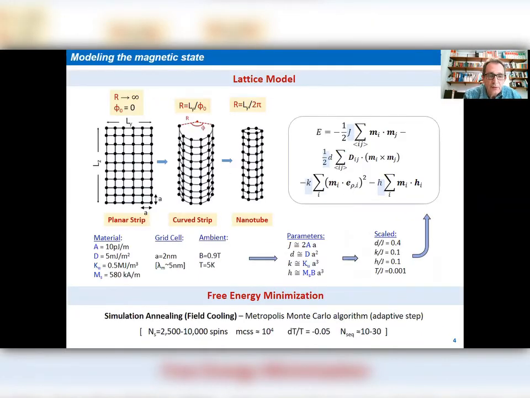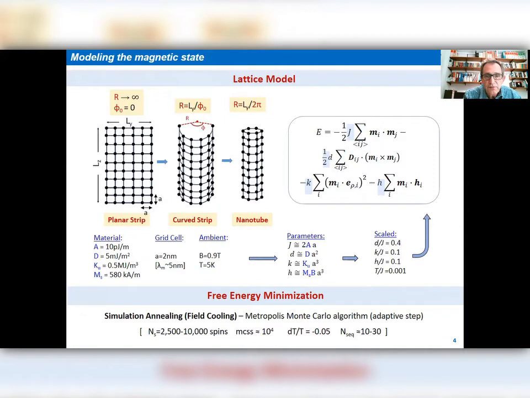To answer the question about the formation of skyrmions on nanotubes, we have adopted a lattice model. So we start with a finite system of certain width and length, which is a planar lattice, and we gradually wrap this lattice around the cylindrical surface. As we decrease the radius of the cylinder, the two lateral edges of the sample come close together, and at the end, a nanotube is formed. So the curvature of the system can be characterized either by the radius of the cylinder R or by the central angle of the cylinder.